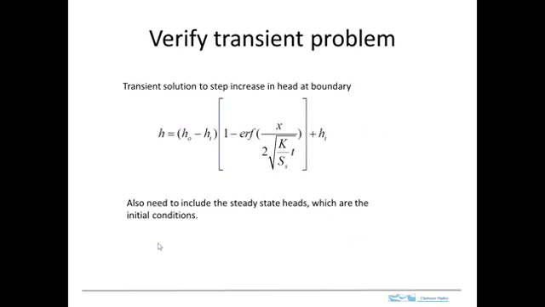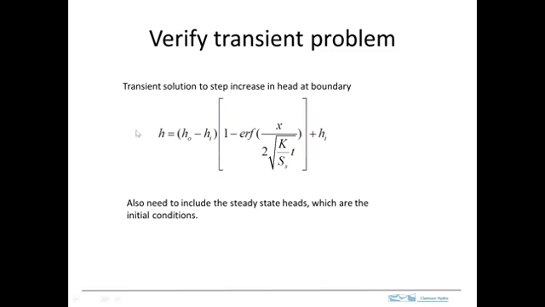In order to simulate the transient heads, we need to have an analysis that simulates the step increase in the hydraulic head in one of the streams, and then this wave that propagates across. And so this is the solution. It's 1 minus the error function of this argument here. This is a classic solution for propagation of a diffusive wave.